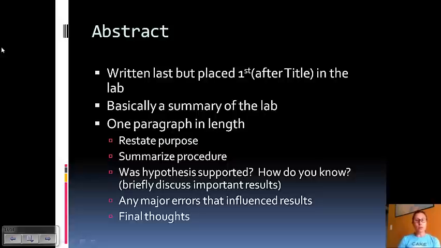It's about one total paragraph in length. You're again going to restate the purpose, summarize the procedure very quickly, and then discuss, was your hypothesis supported and how do you know? So briefly discuss your important results. Remember, not all of your results, just the important ones. Just briefly mention any major errors that influenced your results and maybe a final thought. But again, we're trying to keep this into a paragraph, and it's an overall summary of your lab.